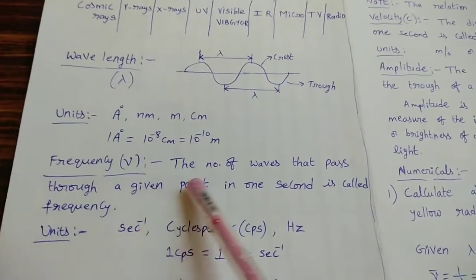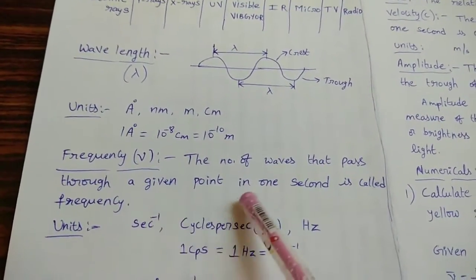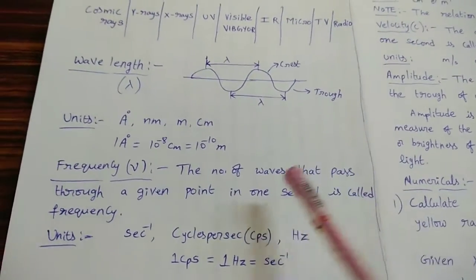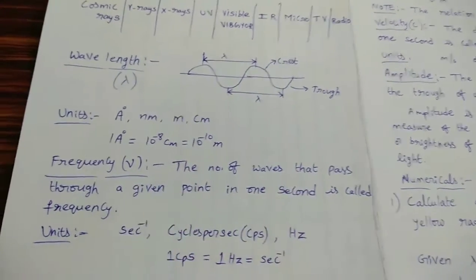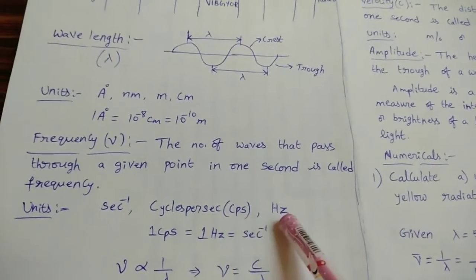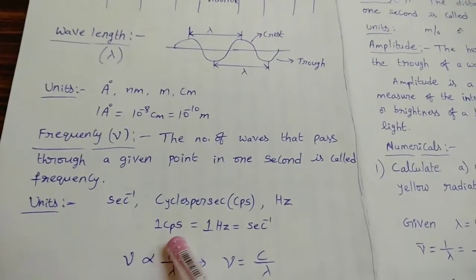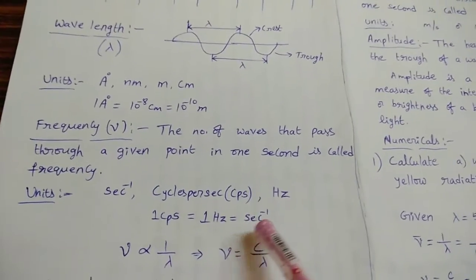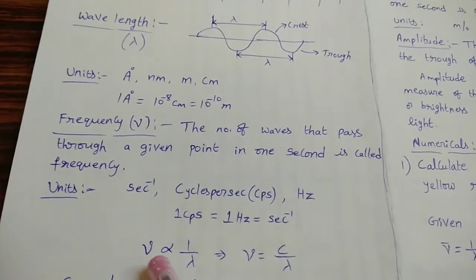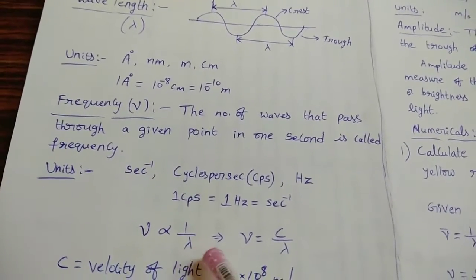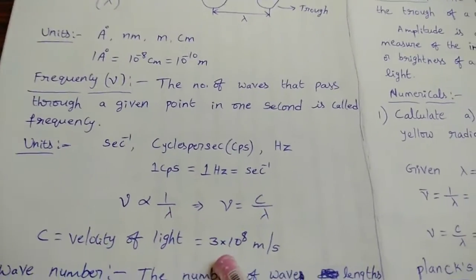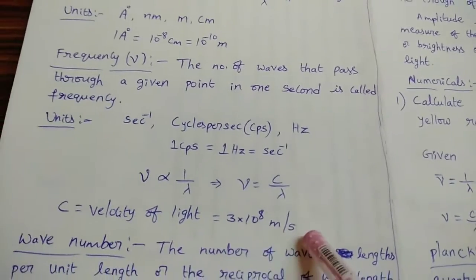Next, frequency, nu: the number of waves that pass through a given point in 1 second. In 1 second, through a particular point, how many waves are passing? That is frequency. Units: second inverse, cycles per second, CPS or hertz. 1 cycle per second, 1 CPS equals 1 hertz, which equals second inverse. Frequency and wavelength are inversely related. Nu is inversely proportional to lambda, that is, nu equals c by lambda. Here c is the velocity of light, with value 3 into 10 power 8 meter per second.